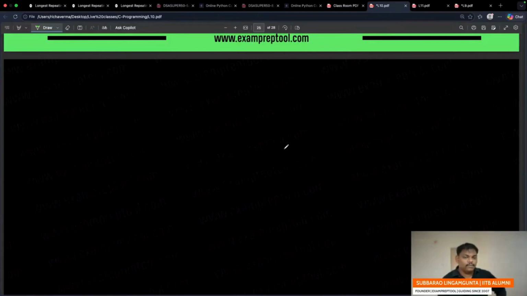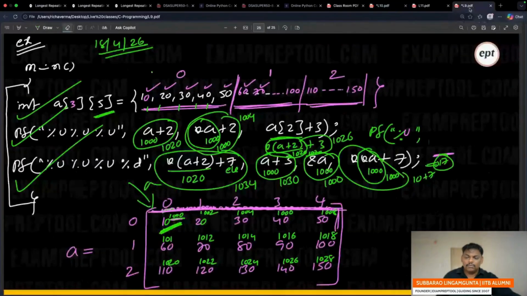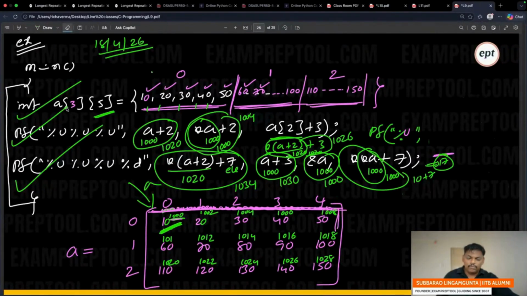What size? What is the 4 into 3? 3 rows, 5 columns, right? Make it fast. Size is 3 by 5, right? What is 4 by 3? 3 by 5. 3 rows, 5 columns. It is a 3 by 5, right?